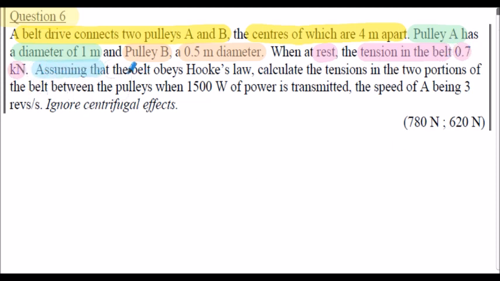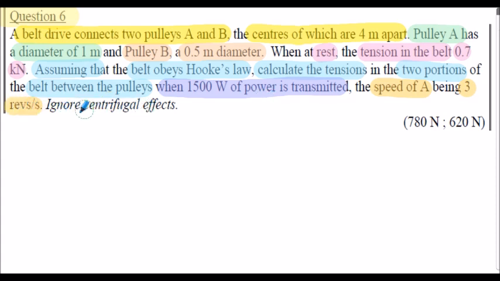Assuming that the belt obeys Hooke's law, we have to calculate the tensions in the 2 portions of the belt between the pulleys when 1500 watts of power is being transmitted and the speed of pulley A is 3 revolutions per second. In this particular case, we're asked to ignore centrifugal effects. In the bracket here are the answers for the tight side and the slack side tensions.